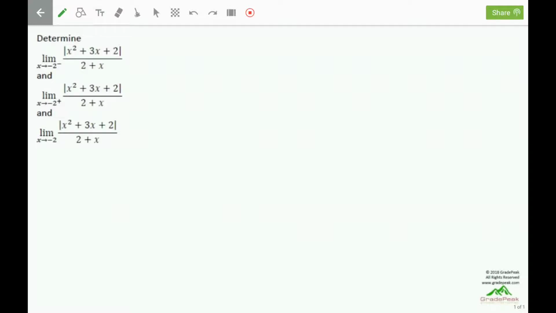Determine the left-sided limit, the right-sided limit, and the two-sided limit as x goes to -2 of the absolute value of (x squared plus 3x plus 2) over (2 plus x). Each of these limits involves x going to -2 of the absolute value of (x squared plus 3x plus 2) all over (2 plus x).